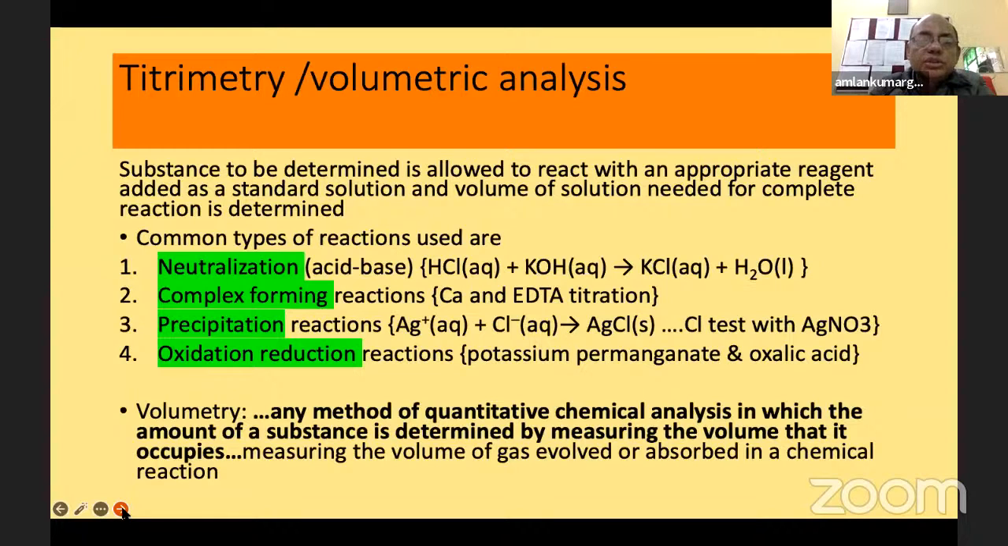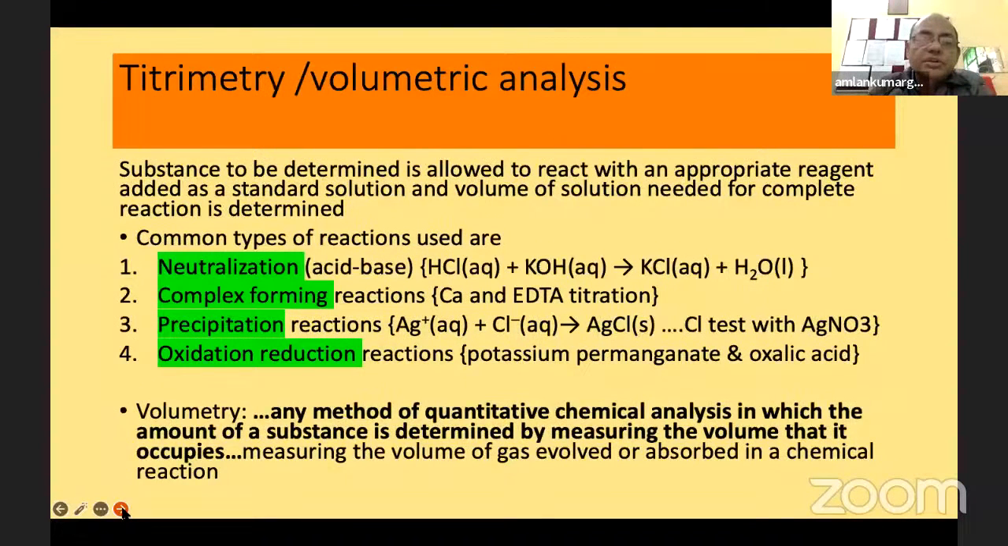The most common one is the neutralization reaction, that is the acid-base reaction, in which HCl and KOH react to form KCl and water. So this is a very simple acid-base reaction. In our BSc AG classes we normally do this type of titration, titration of a strong acid and a strong base. So these are neutralization reactions. Then there are complex formation titrations where we determine calcium or calcium plus magnesium using EDTA. A complex is formed, so it is a complexometric titration.